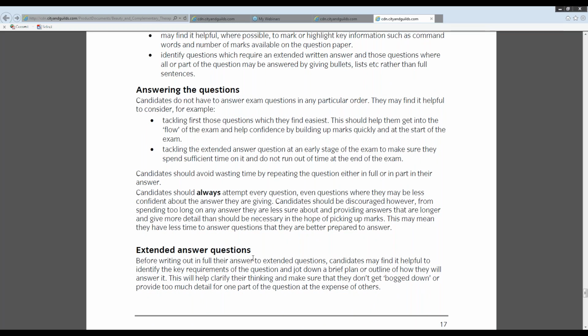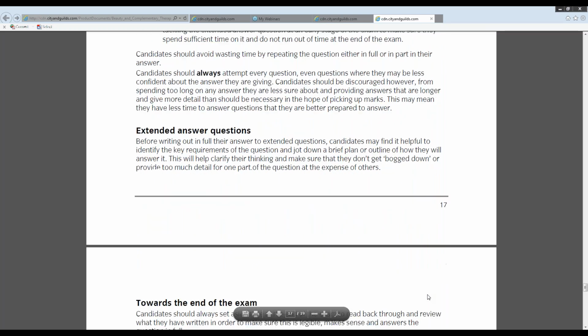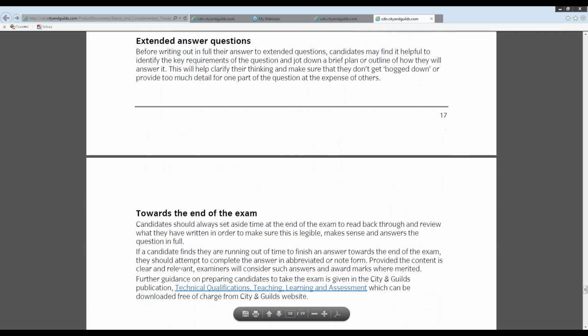For the extended answer question, before writing it out in full, they might want to write a few notes down first. So making sure they've got some pieces of paper to go in there first, to make sure that they are doing that response clearly.